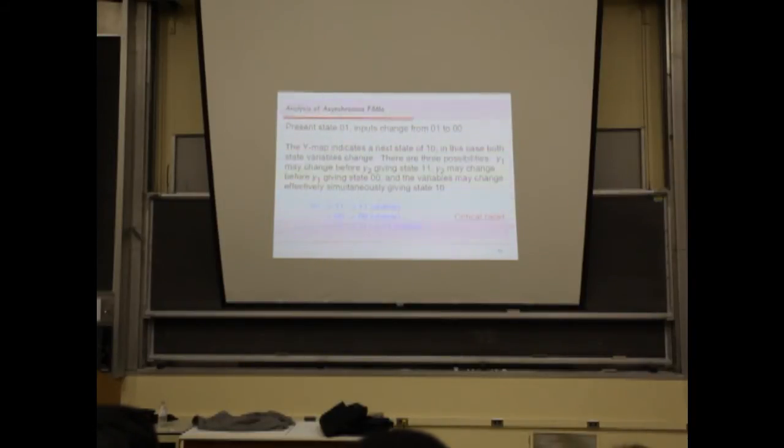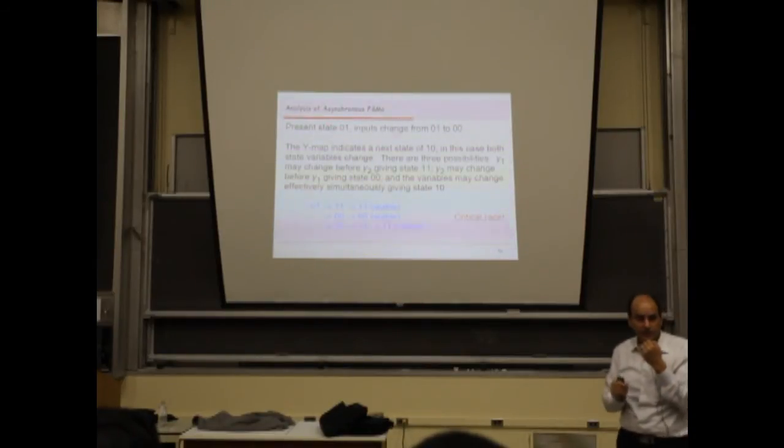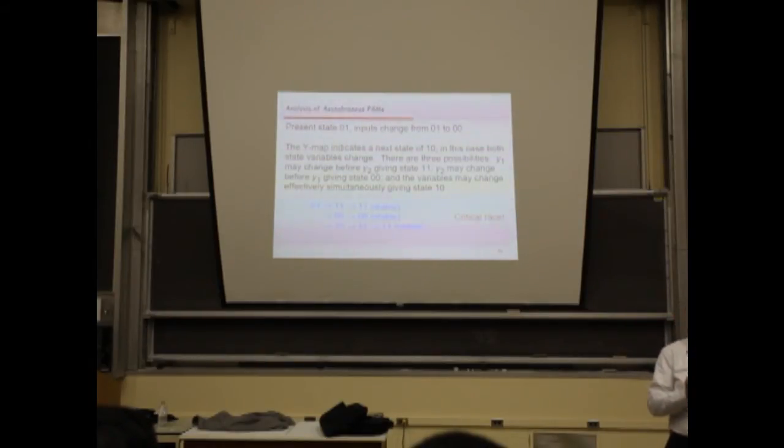Okay, now let us say we are at 01. The input changed from 01 not to 11 but to 00. So when you look at the big Y map, it indicates that my next state is going to be 10. So in this case, we went from the present state 01 to 10. As soon as you see that, you determine that your circuit has a race.